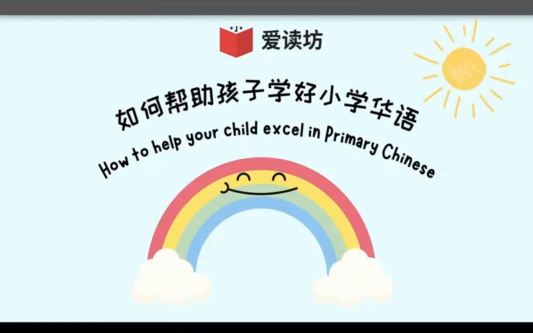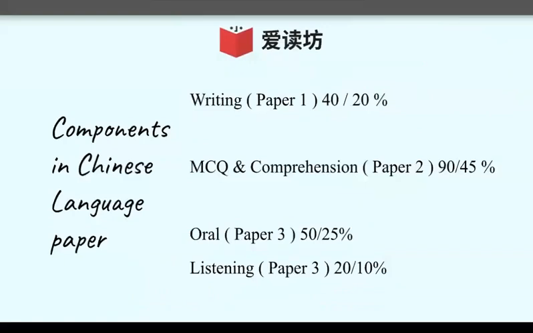For Chinese, there are 3 papers and 4 components. Paper 1 writing is 40 marks. Paper 2 are multiple choice questions and also comprehension, total 90 marks. Paper 3, which are oral and listening, total 70 marks. And the total marks is 200. The total marks of these 3 papers are 200 and the proportion is 100%.